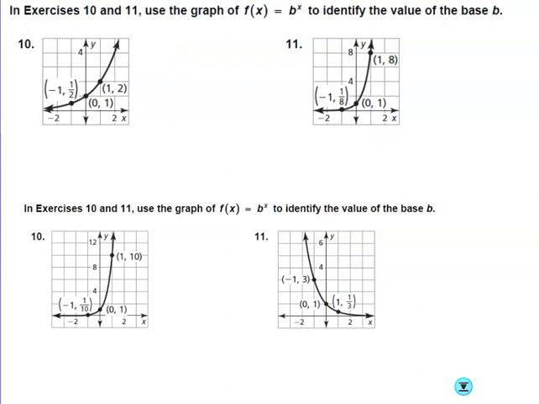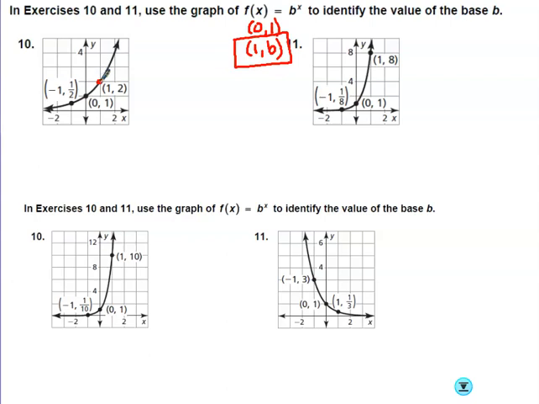Our last page, we are going to use the graphs to identify the base b. We know that all graphs, as long as the coefficient is a 1, we're going to talk about those vertical stretches in a future lesson. But here, my graphs are going to pass through the point 0, 1, as well as the point 1, b. So all we're going to look for in order to determine the value of b is this point on our graphs.